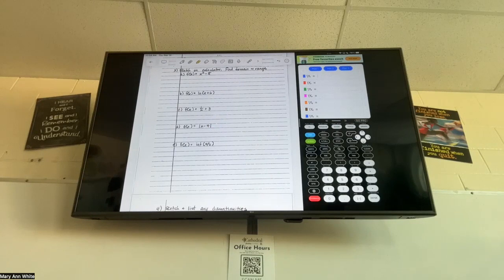One thing I want you to make sure is that your plot 1 is not highlighted, make sure it's just the y equals, and I'm going to be in a standard window, -10 to +10 in each direction.